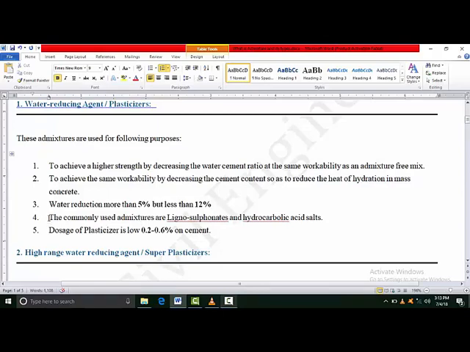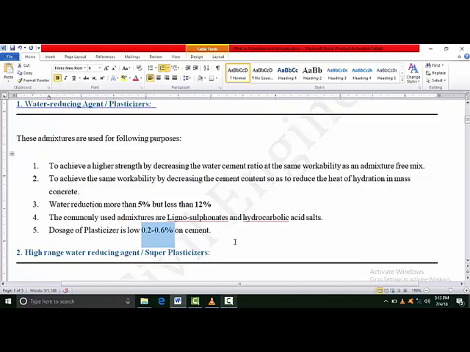Which type of admixture are these? The commonly used ones are lignosulfonate and hydroxycarboxylic acid salt. These are the names of some plasticizer admixtures, okay. So what dosage should we use, and how much percentage of these admixtures? We should use 0.2 to 0.6% on the cement. So we replace that much amount, 0.2 to 0.6%.